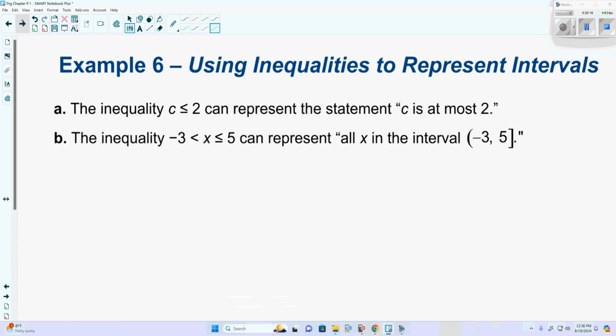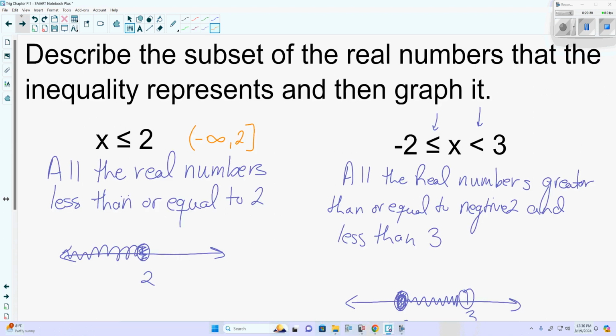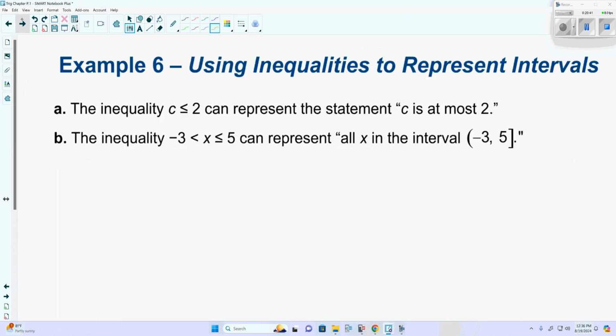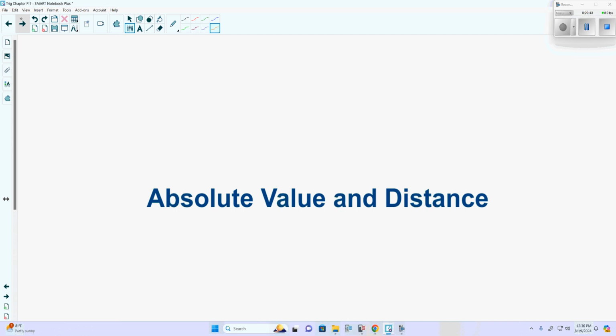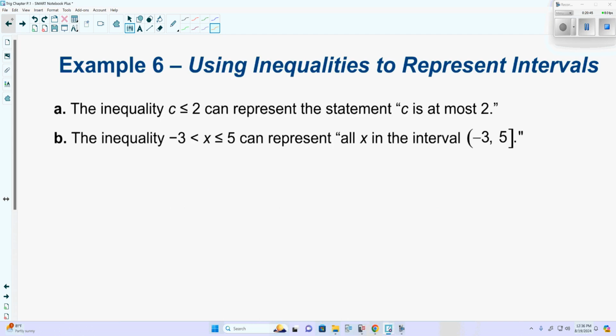The inequality c is less than or equal to 2 can be represented by the statement c is at most 2. The inequality -3 is less than x is less than or equal to 5 can be represented as all x in the interval (-3, 5]. Just different ways we can represent those there. Questions on any of this here?